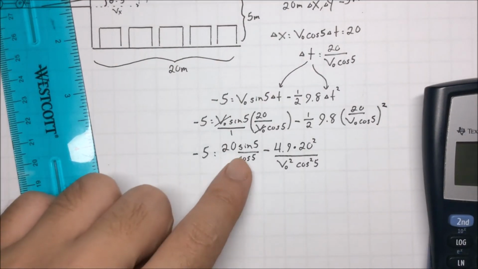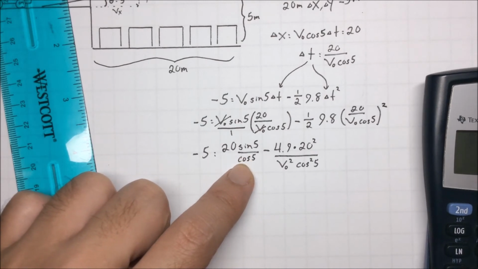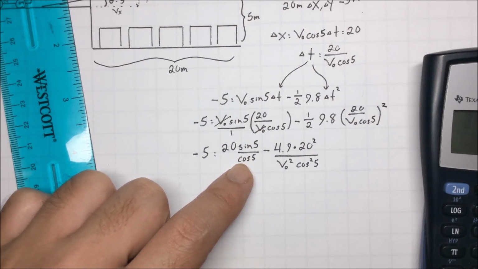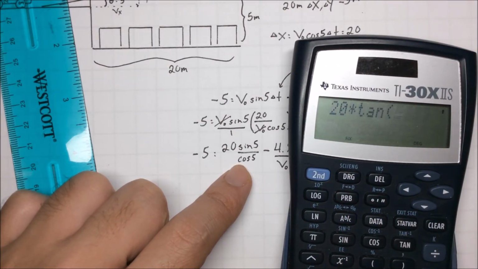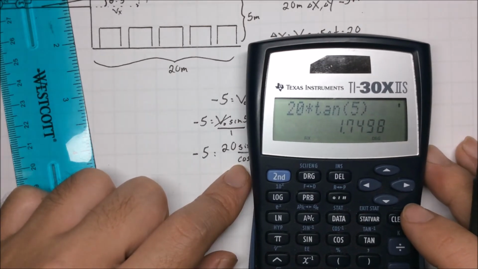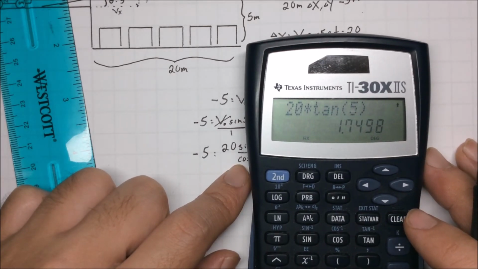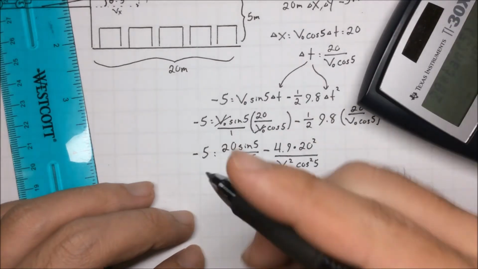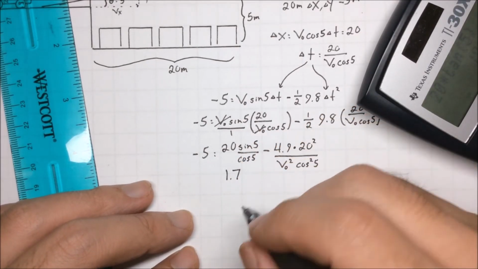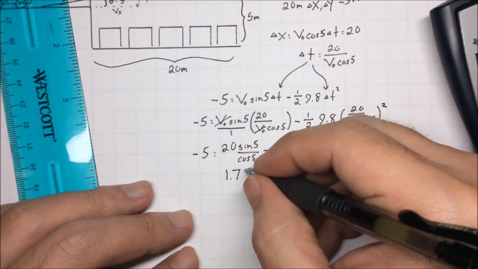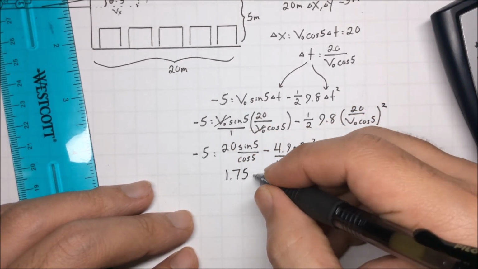One little trick is that I know that sine divided by cosine of the same angle is tangent. So I can say 20, show you right here, times the tangent of 5 degrees. And I'm getting 1.7498, so I'm going to round that to 1.75. Rounding a little bit is okay. Rounding a lot on working these problems is actually not, because it's a computer that you're typing it into. So be careful with that.